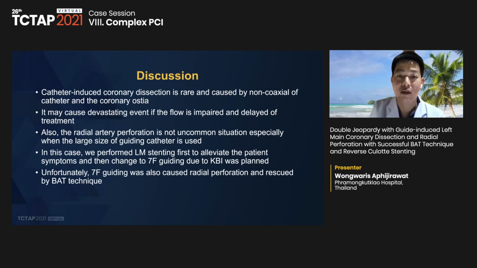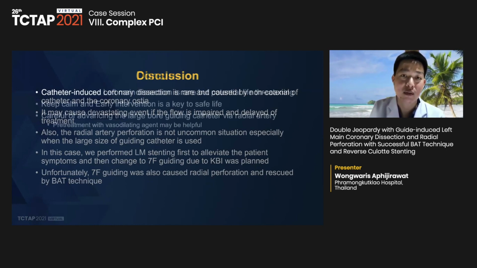In this case, we performed the left main stenting first to alleviate the patient's symptoms and then changed to a 7 French guiding catheter because KBI was planned. Unfortunately, the 7 French guiding also caused radial perforation and was rescued by the BAT technique. However, the patient's symptoms were okay, and we discharged him the next day. We followed him up at 3 months and 6 months, and he is feeling well until now.